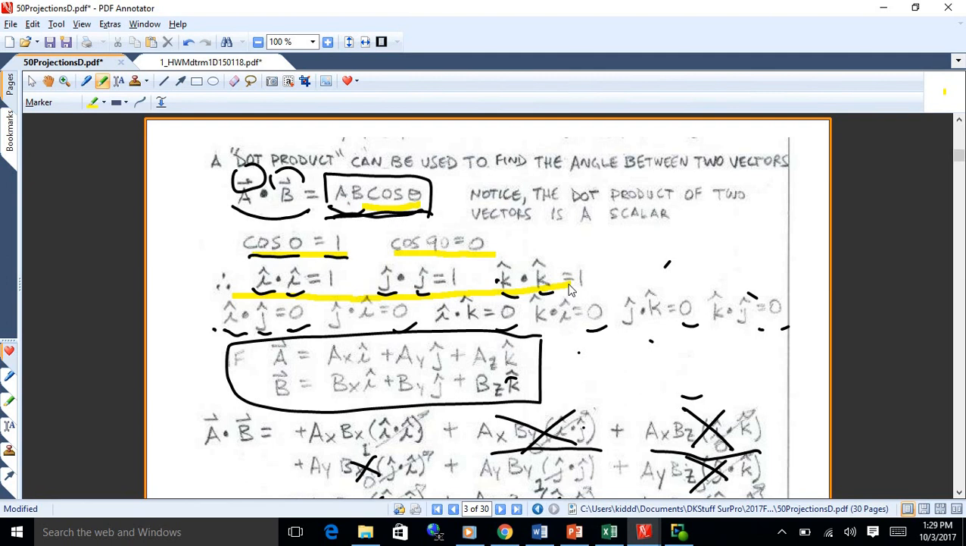Now when you dot unlike unit vectors together, what you get is 0.